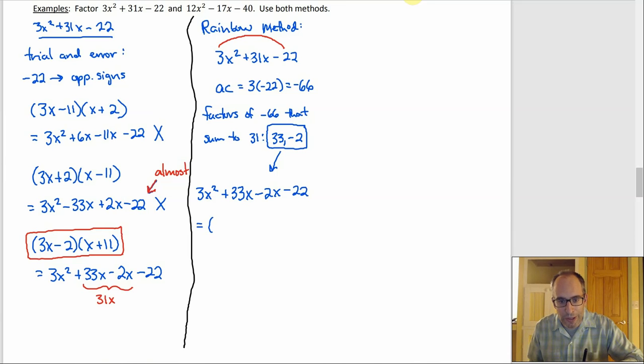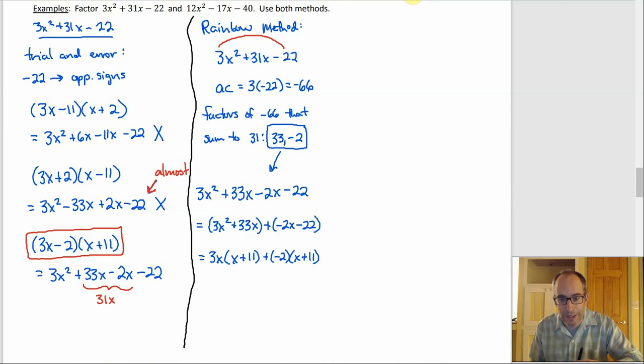And you could say, well, then this is, so if I group the first two and the last two, so 3x squared plus 33x, and then that negative needs to go with that too. So plus negative 2x minus 22. And then here you could factor out a 3x. So 3x times x plus 11. And then here you could factor out a negative 2. So negative 2 times x plus 11, right? Since negative 2 times 11 will give you the negative 22.